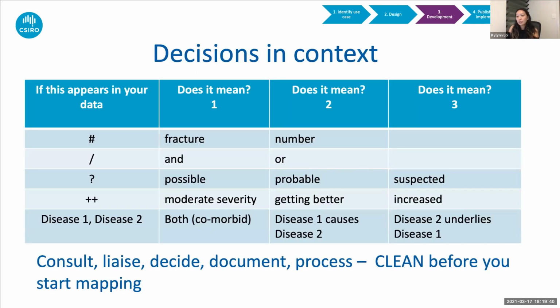It's really important to make these decisions in the context of where the data was collected. Perhaps a hashtag, in some contexts, might mean fracture, or it might mean number. A slash might mean 'and' or 'or'; a question mark might be possible, probable, suspected. All of these things need to be worked out. So it's important to consult those who collected the data in the first place, liaise with them, make a decision about what these things mean in these contexts, document these things, and then process before you actually start mapping. So there's quite a bit of work that happens before the actual mapping part.